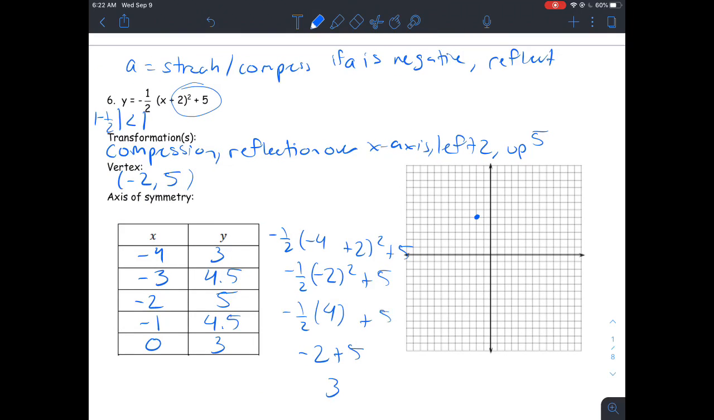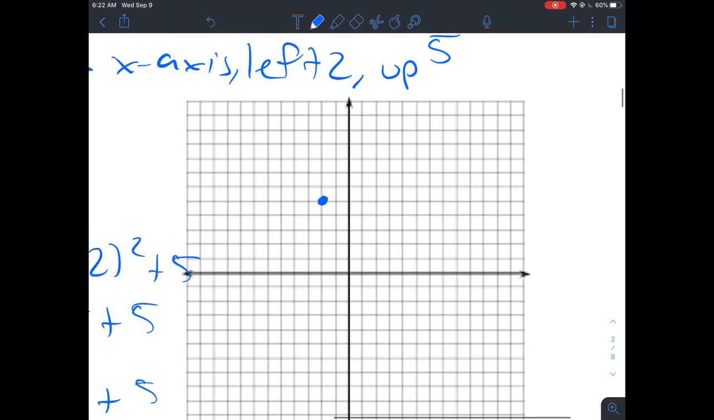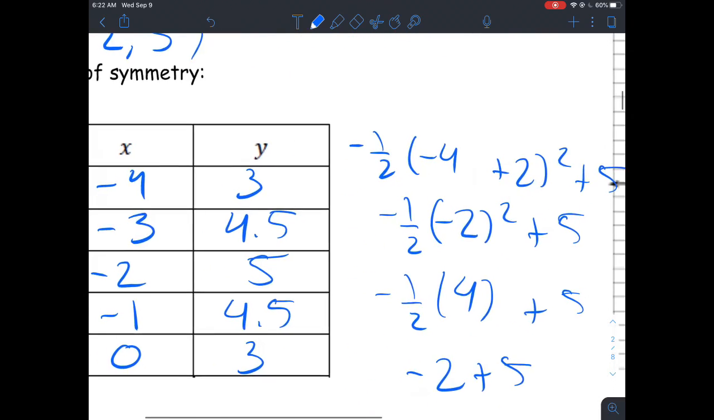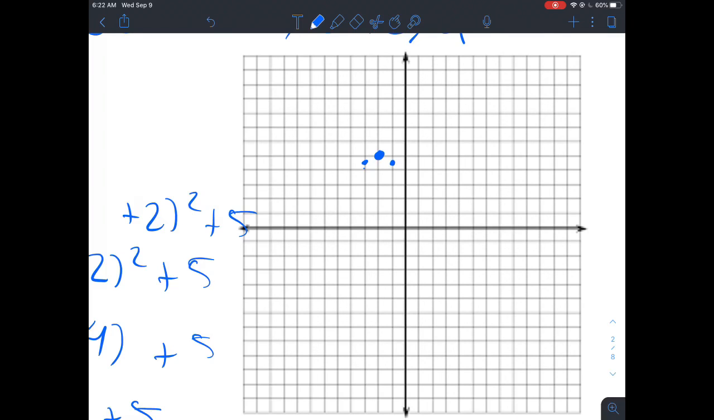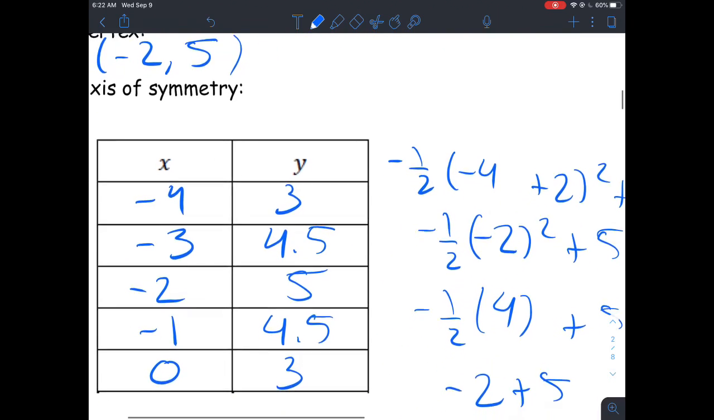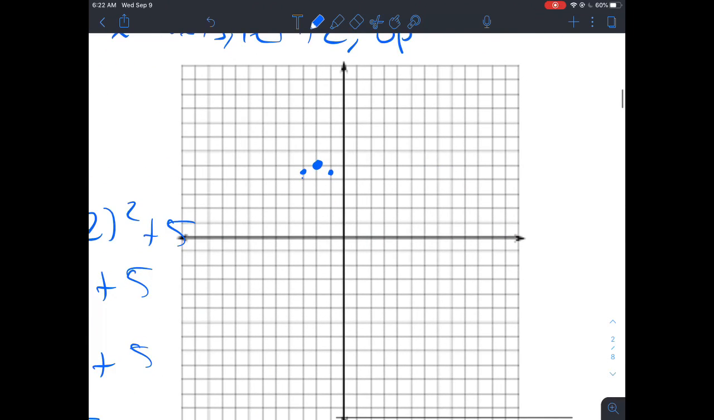So then we can go ahead and plot our points. So I already plotted -2, 5. So let's do -3, 4.5. 1, 2, 3, 4. And then we have -1, 4.5. So we can put that guy there. And then we've got -4, 3.